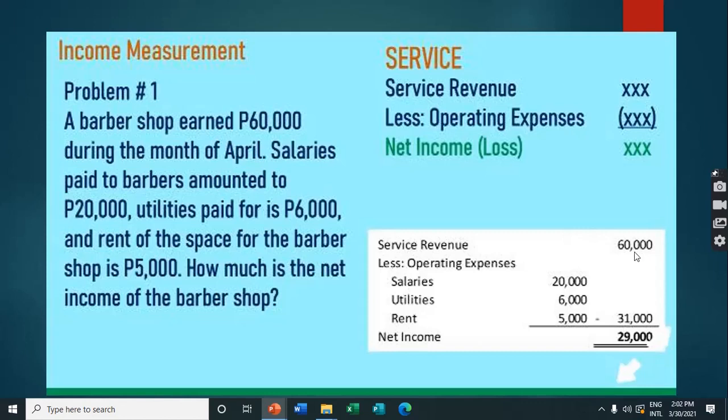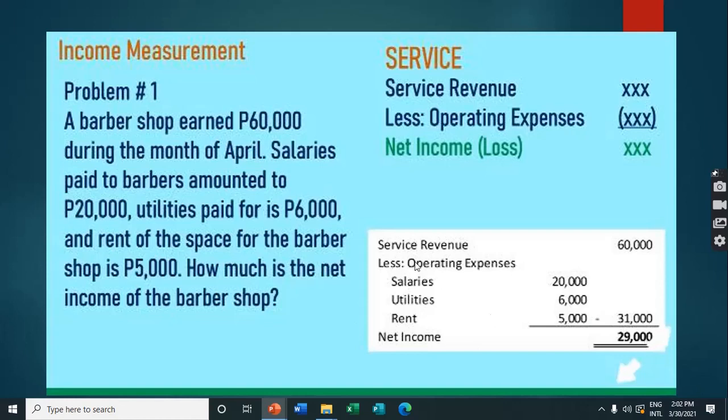60,000. Ngayon, i-less mo yung mga operating expenses mo. Magkano ba yung operating expenses mo? Sabi dito sa salaries, nagbayad ka daw ng 20,000. So, ilagay mo dito, 20,000. Nagbayad ka rin daw ng 6,000 para sa utilities mo. Ito yung mga kuryente na ginamit mo. Yung tubig na ginamit mo. Ayan. And then, may rent ka pa na 5,000. May rent expense ka pa na 5,000.